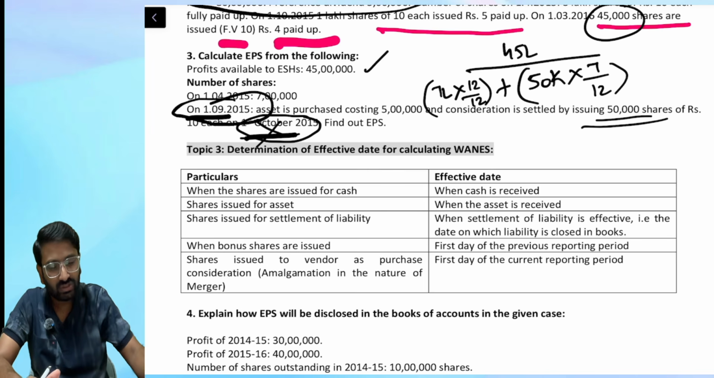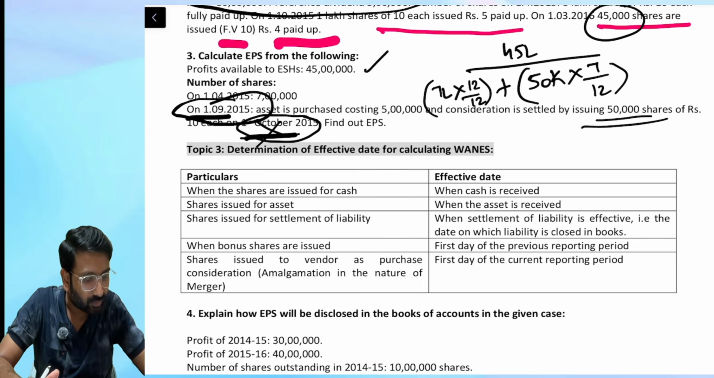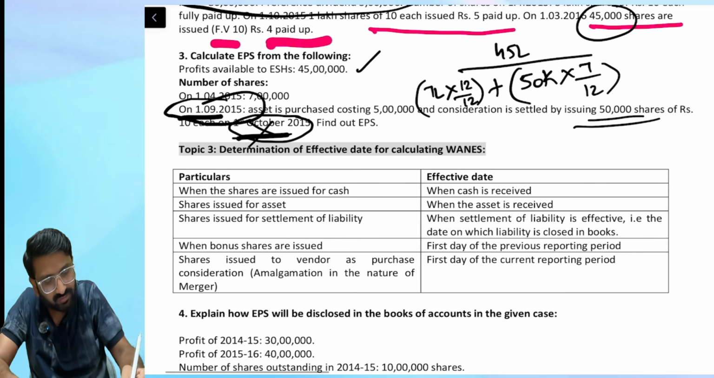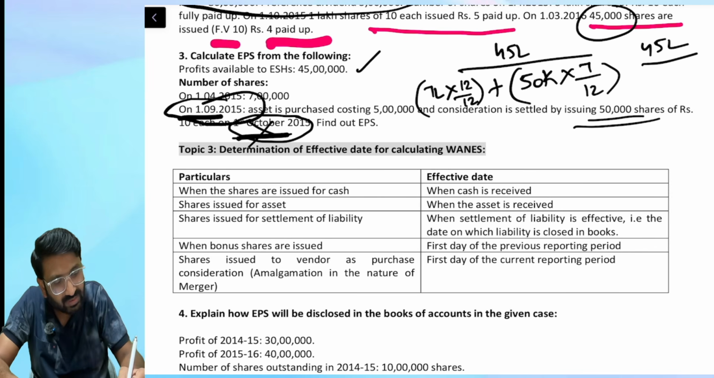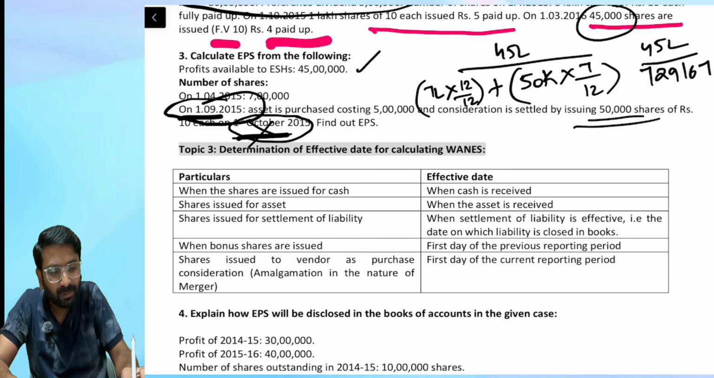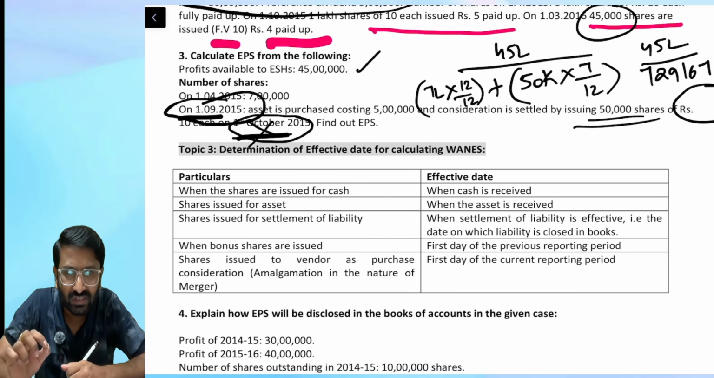Okay. Now simplify that and find out the weighted average number. So can I say the denominator will be so much you get? Can I say 45 lakh will be in the numerator, divided by 7 lakh 29,167 approximately. Simplify that and that will give you basic EPS.